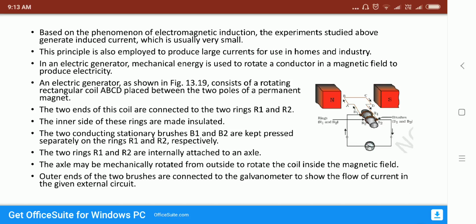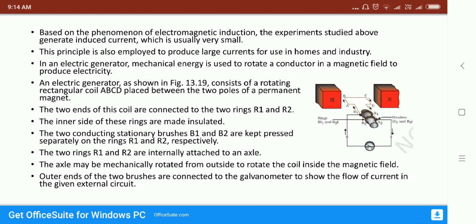Here the rotation we are providing as an input in the form of mechanical energy, and the output we are getting is in terms of electricity. In the diagram, a rotating rectangular coil ABCD is available. It is placed between permanent magnets, between the north and south pole. Again, the magnetic field and the coil are placed in perpendicular direction to get the maximum force.